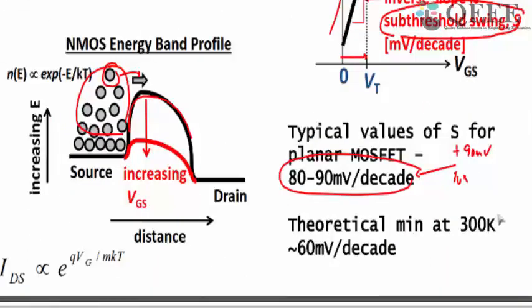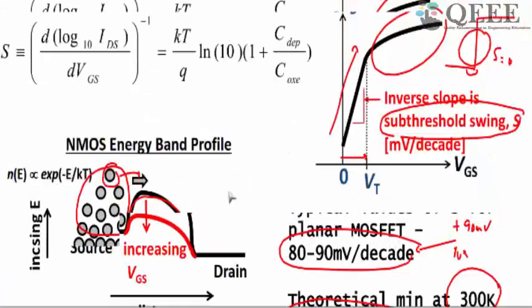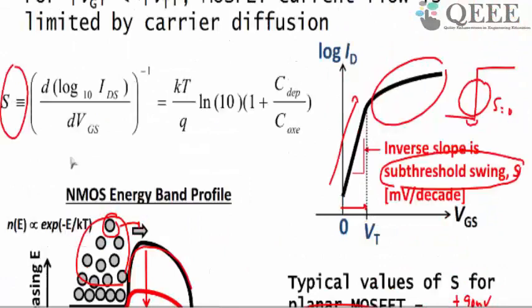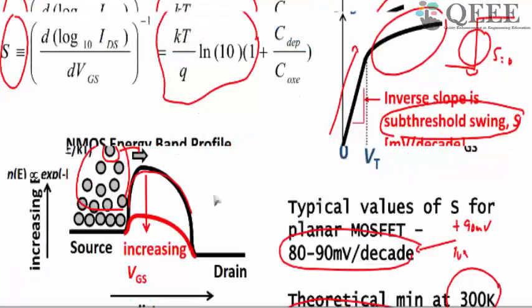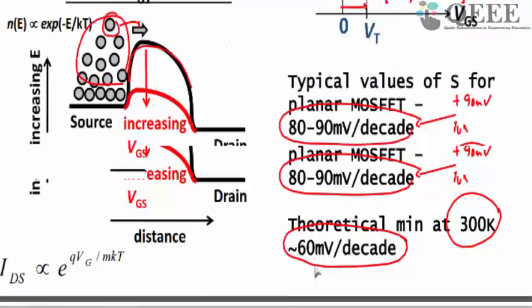And the theoretical minimum at room temperature is somewhere around 60 millivolt per decade. I am not showing the derivation of this expression, but that comes from this term. There is a prefactor here that is exactly 60. That is why the minimum you can go is around 60 millivolt per decade.